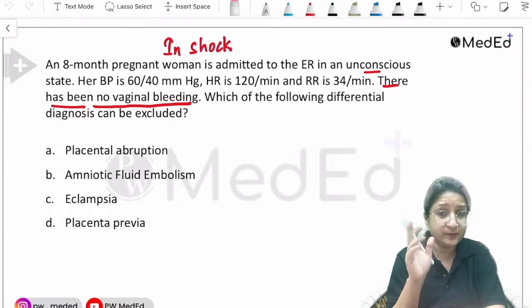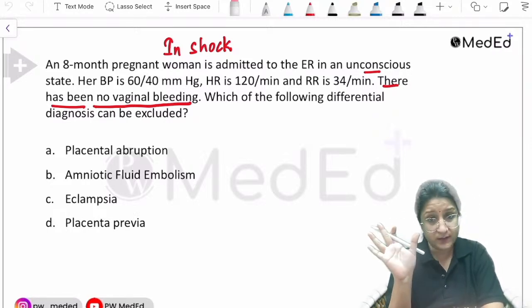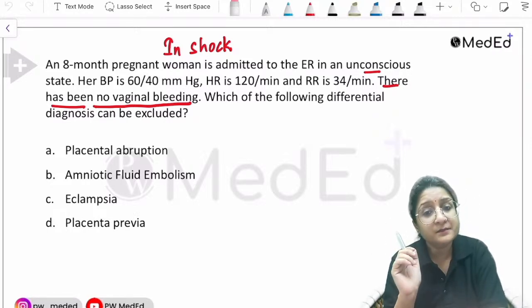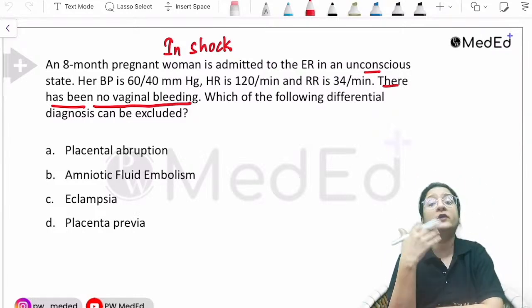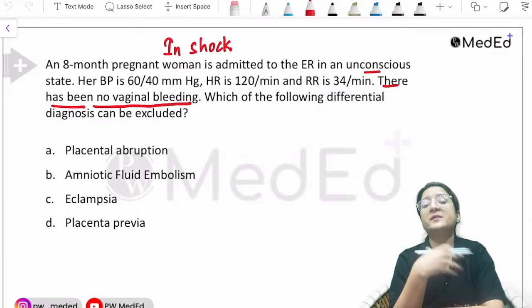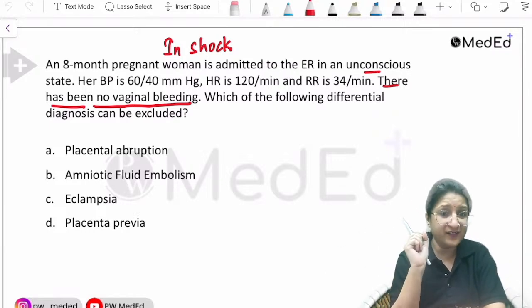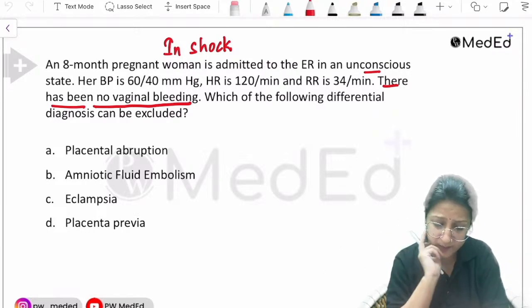I need to keep the possibility of eclampsia in mind. I can't exclude it. Amniotic fluid embolism, that can also occur, and can lead to hemodynamic instability. Immediately leads to heart failure, so that can also be there.